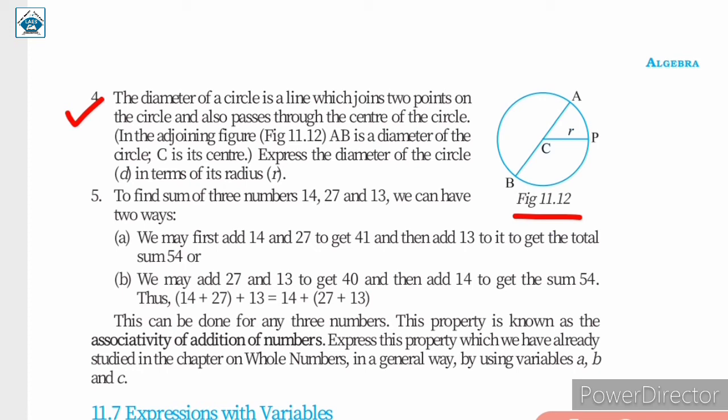Express the diameter of the circle D in terms of its radius R. Here in this question, we are given that the diameter of a circle is a line which joins 2 points on the circle and also passes through the center of the circle. So here in figure 11.12, we are given a circle and C is the center of this circle and we are given that AB is the diameter.